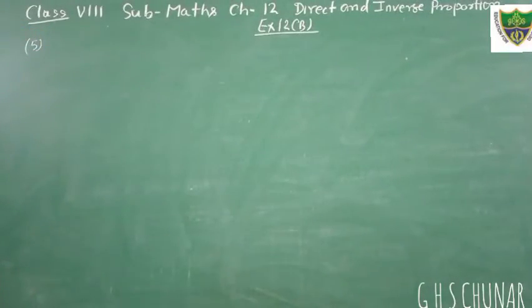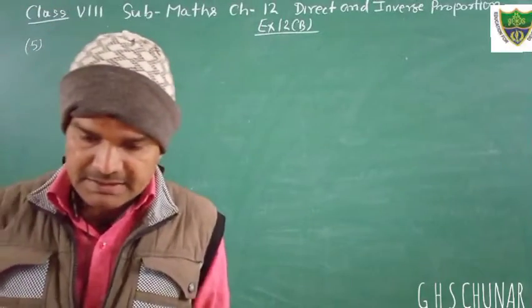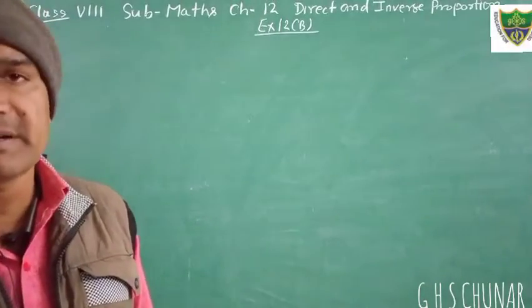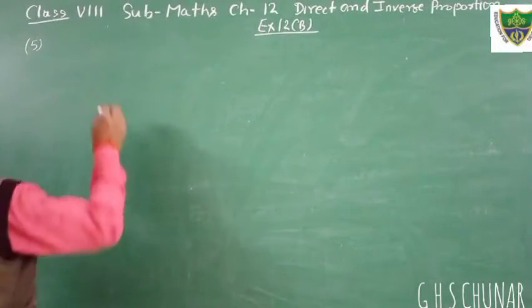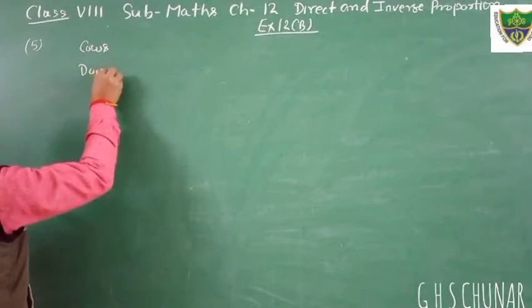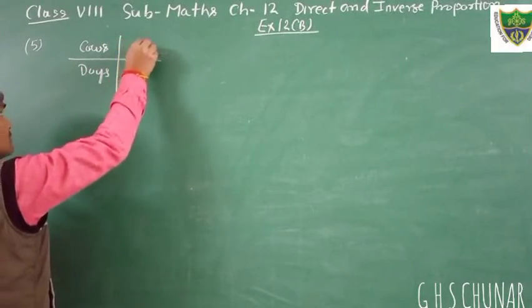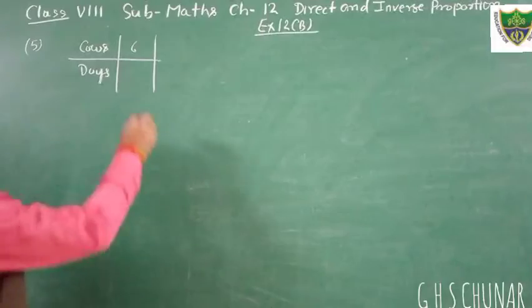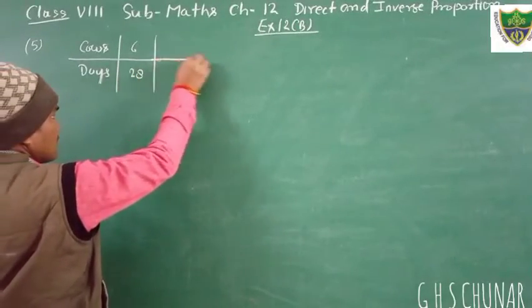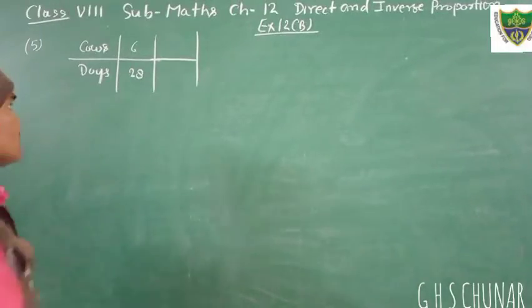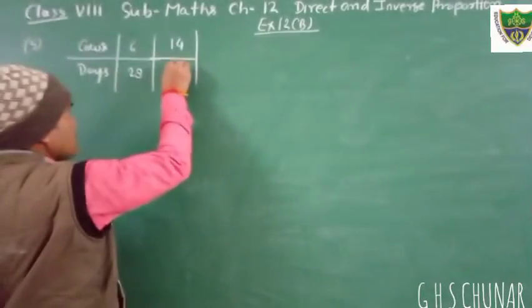In question number 5, it is given that 6 cows can graze a field in 28 days. How long would 40 cows take to graze the same field? So what is given? Cows and days. 6 cows can graze a field in 28 days. Next, how many cows? 40 cows take to graze the same field. How long will it take? The time will be supposed x.